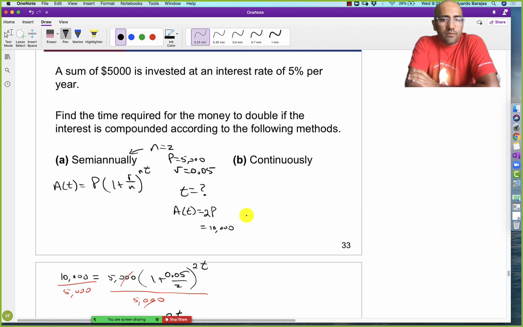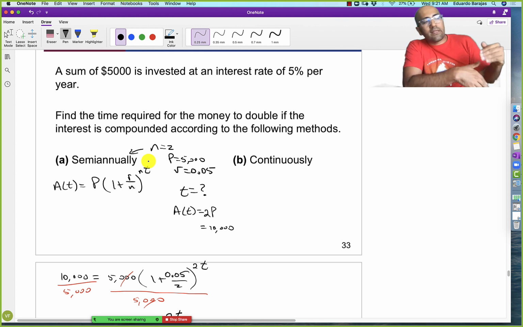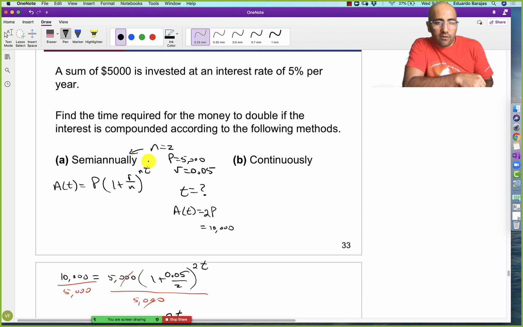Okay, so this was for it being compounded semi-annually, right? Just every 6 months, they're going to do maintenance on your account, figure out how much interest you've earned, and deposit it onto your account, so that the following time they do maintenance, 6 months after that, the interest you earned the first cycle also earns interest. You're going to earn a little more.